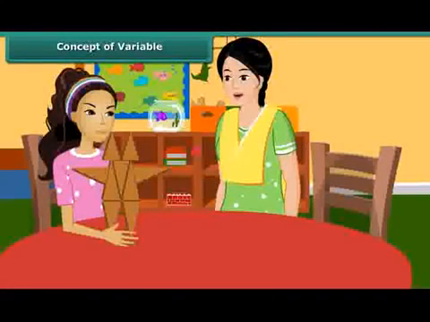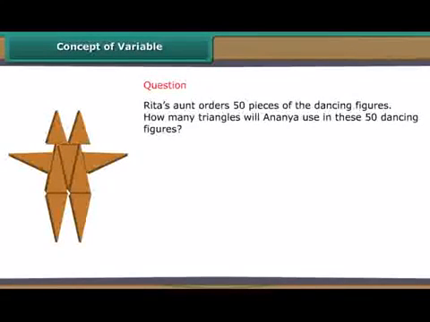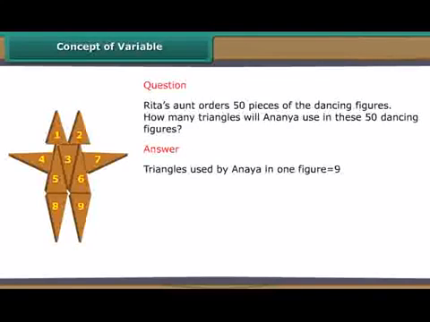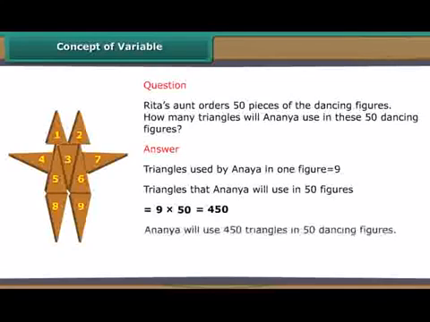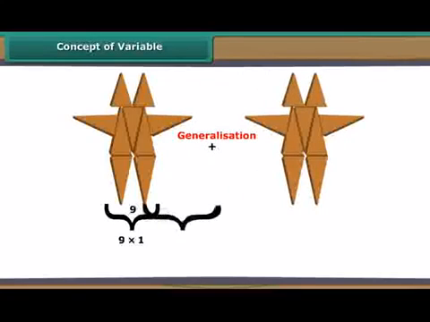Rita's aunt notices the dancing figures and likes them so much that she orders 50 such pieces. How many triangles will Ananya use in these 50 dancing figures? Ananya uses 9 triangles in one figure. Therefore, in 50 figures, Ananya will use 9 into 50 is equal to 450. Ananya will use 450 triangles in 50 dancing figures. The triangles Ananya uses in a single dancing figure are fixed. However, the total number of triangles used by her varies, depending upon the number of dancing figures she makes.